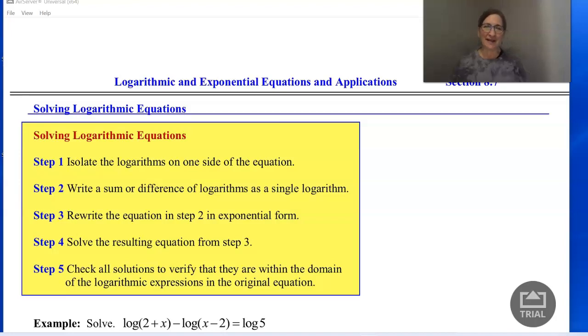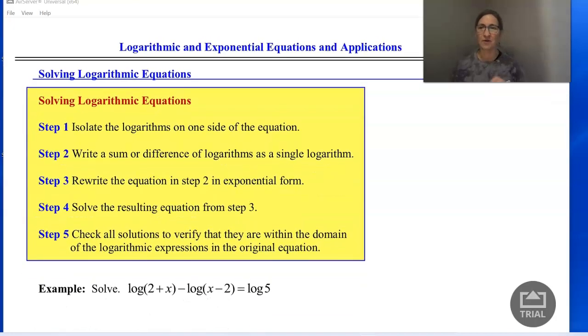So when you are solving a logarithmic equation, the first thing you're going to do is isolate the logarithms on one side of the equation. Then you're going to write the log as a single logarithm. That's what we were doing in the last section. Now we're going to apply that skill.